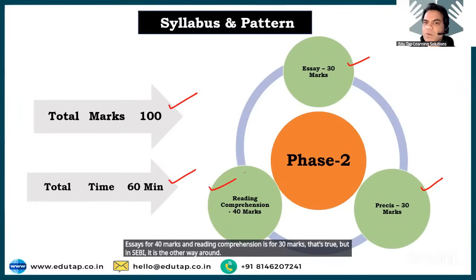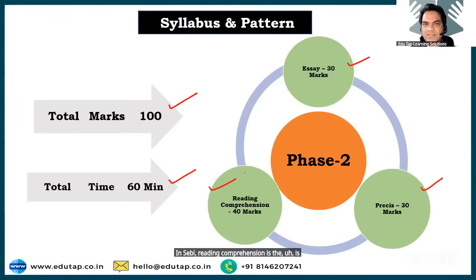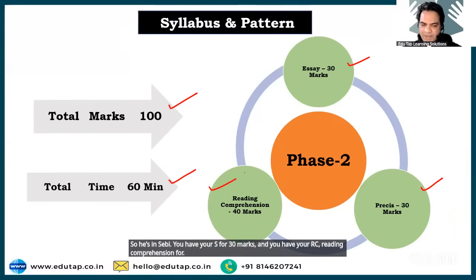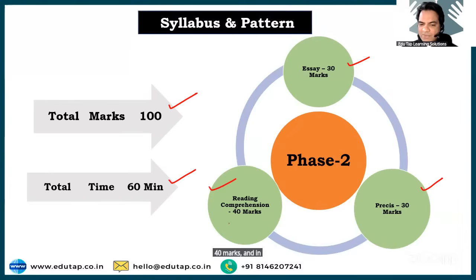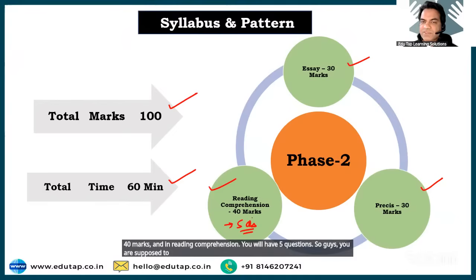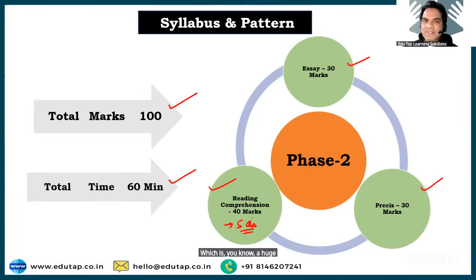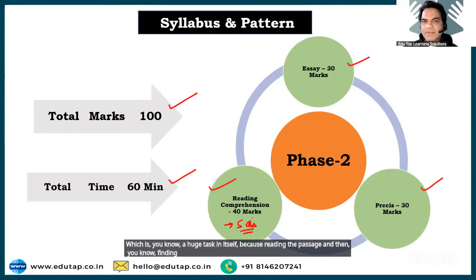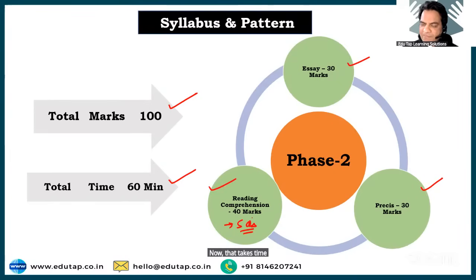In SEBI, reading comprehension is the biggest section of your paper. So, guys, in SEBI, you have your essay for 30 marks and you have your RC, reading comprehension, for 40 marks. And in reading comprehension, you will have 5 questions. So you are supposed to write 5 answers for these 5 questions, which is a huge task in itself, because reading the passage and then locating your answers and then presenting them descriptively in your own words. Now that takes time.